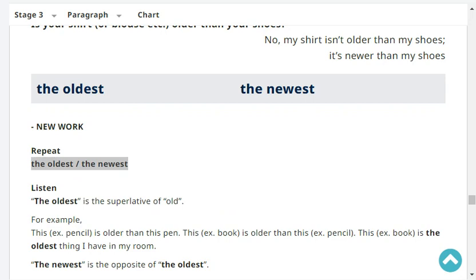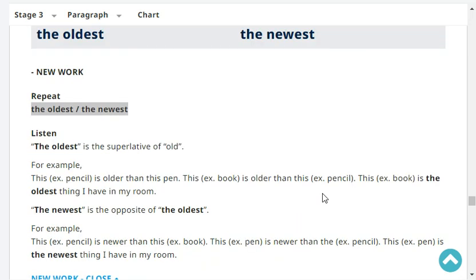The newest. Very good. Okay, listen. The oldest is the superlative of old. For example, this pencil is older than this pen, and this book is older than this pencil. So this book is the oldest thing in my room.